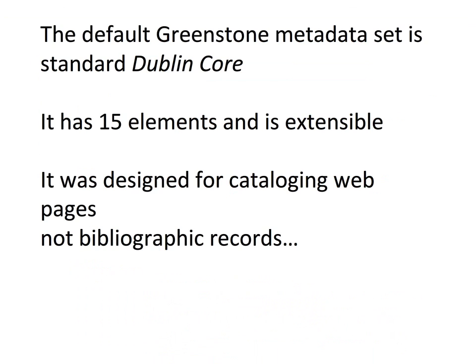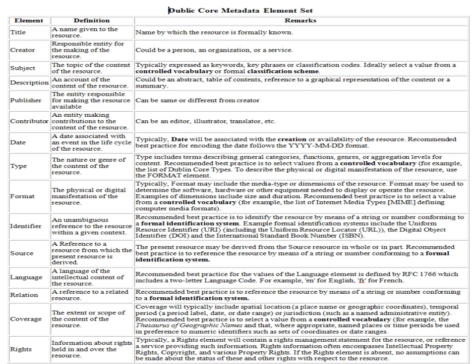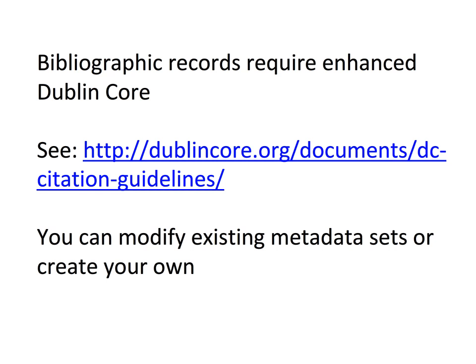The metadata set used in cataloging for Greenstone is not MARC records, but is the Dublin Core metadata set. The default Dublin Core metadata set has 15 elements and is designed to catalog web resources, not necessarily journal entries or bibliographic materials, so it may not be suitable. So we're going to replace the default metadata set with the enhanced or qualified Dublin Core.